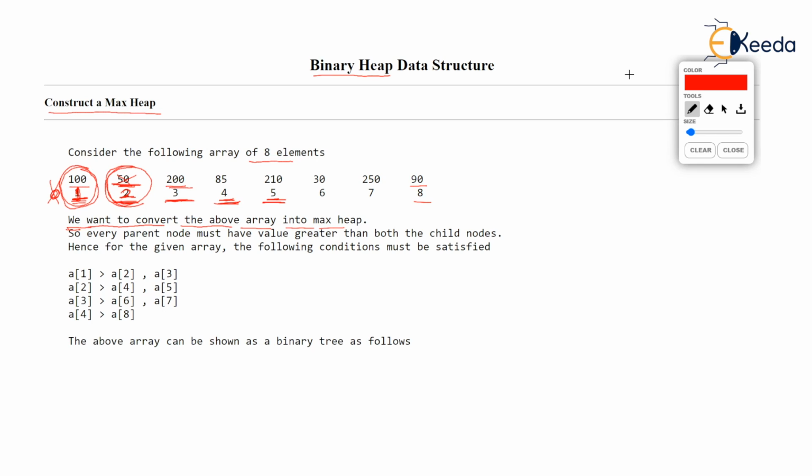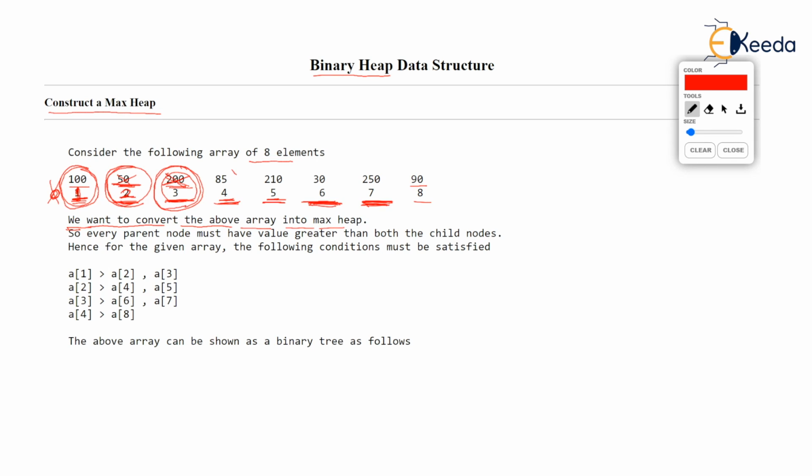Repeat this for the third element. Where are the children of the third element? 3 into 2, that is 6, and 3 into 2 plus 1, that is 7. In fact, 3 into 2, that is 6, is the left child, and 3 into 2 plus 1, 7, is the right child of the third element, isn't it? Now we want the value stored at the third element to be greater than the values stored at the 6th place and 7th place. Only then will the parent be greater than its children.